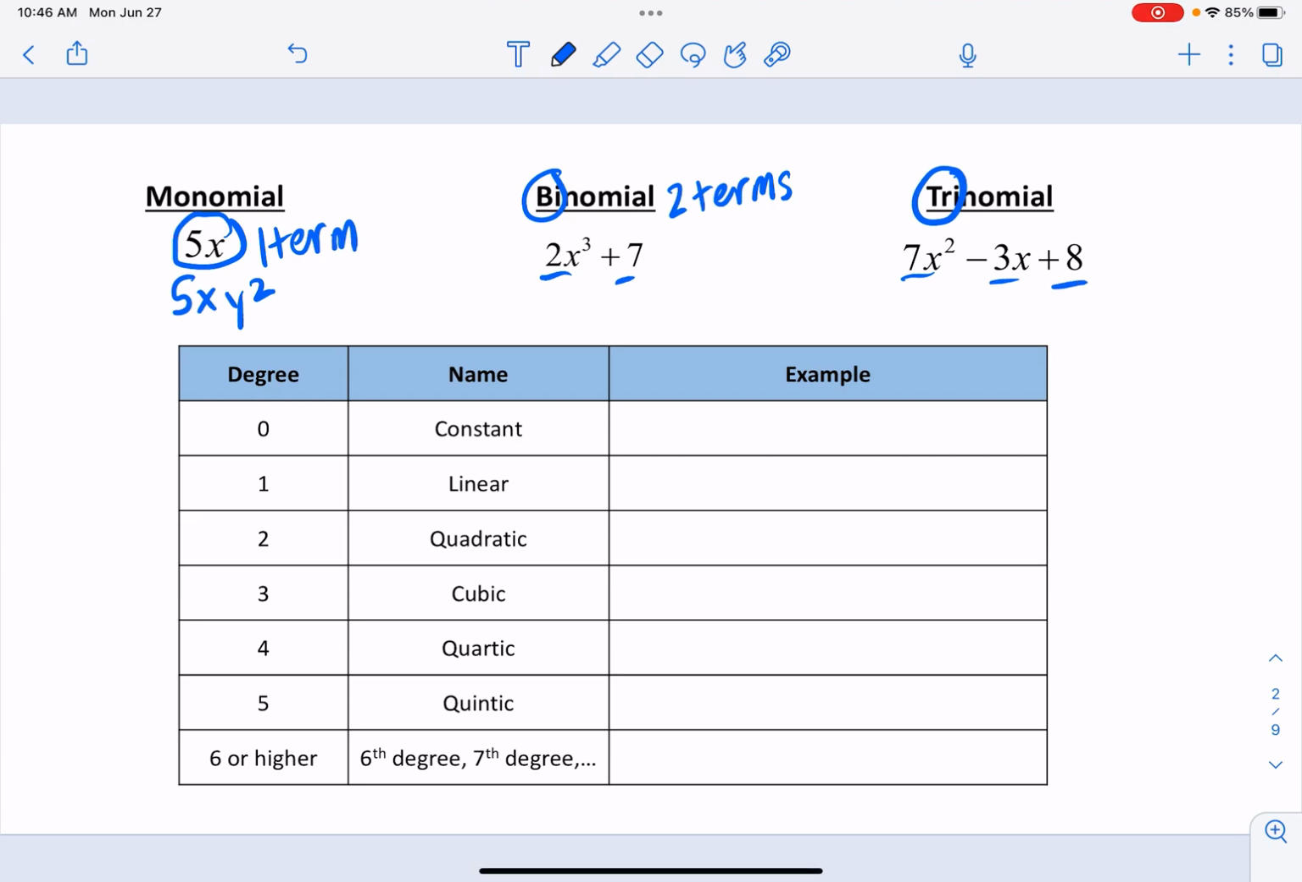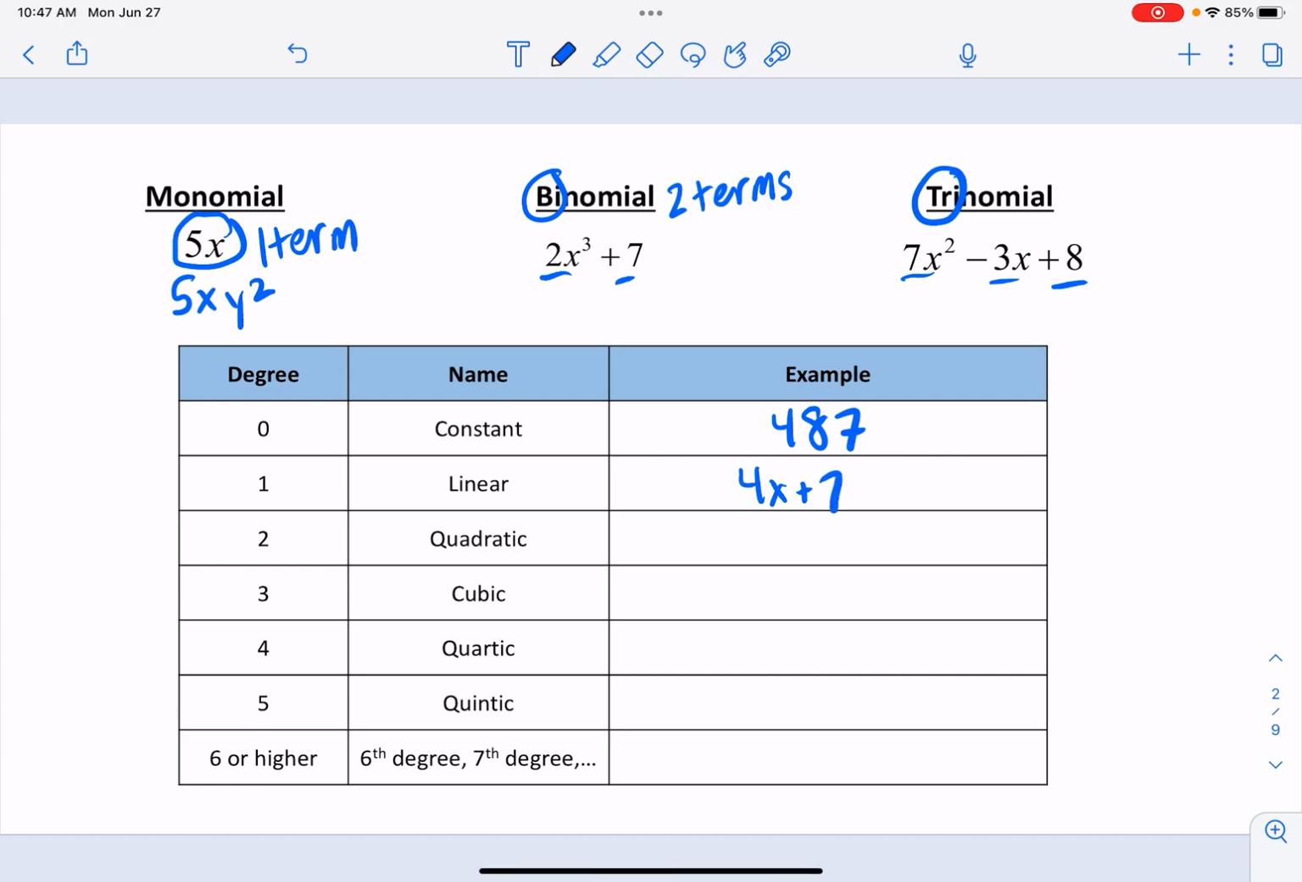If the degree of a polynomial is 0, its name is constant. An example, 487. Just some number. I made up some random number. If your degree is 1, you are linear. This doesn't matter how many terms you have, really, but if your highest degree is 1, it's linear. So 4x plus 7.